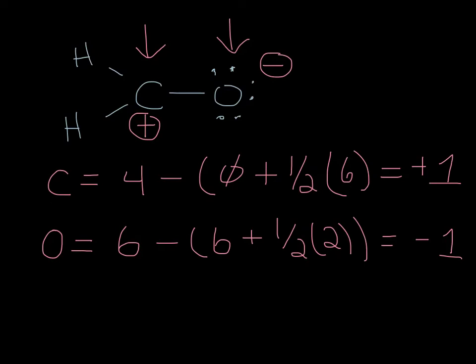So using formal charge, I can keep track of where the electron density lies in the molecule. In this case, the carbon atom is positive and the oxygen atom is negative, and those charges are going to have a lot to do with the reactivity of a molecule. So let's do one more example.